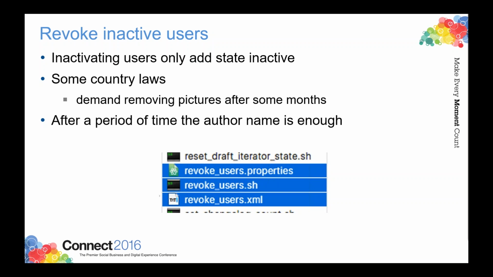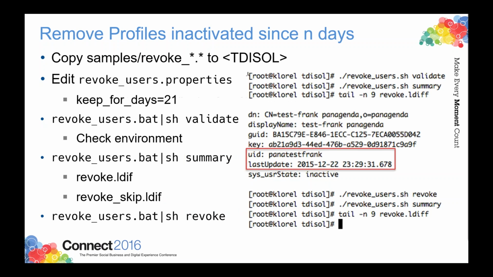I inactivate my users for, let's say, 3 months, and after 3 months I want to completely delete them. You can use these 3 files, I think they're stored in the sample folder. Copy the samples, revoke, to your TDI solution, and open the revoke users property files. There is a value keep for days equals 21, so for 3 weeks. I normally change this to 90 or something like this. Then you can run revoke users validate. It's just to check if the environment was configured right.